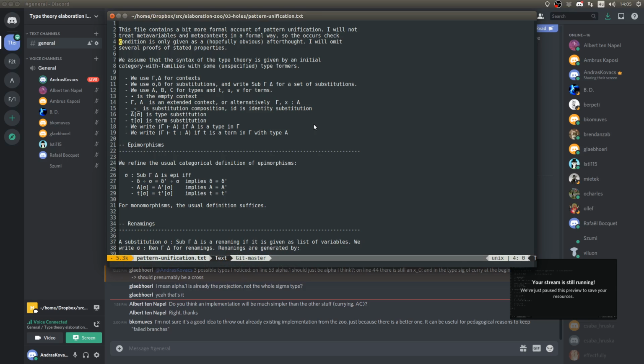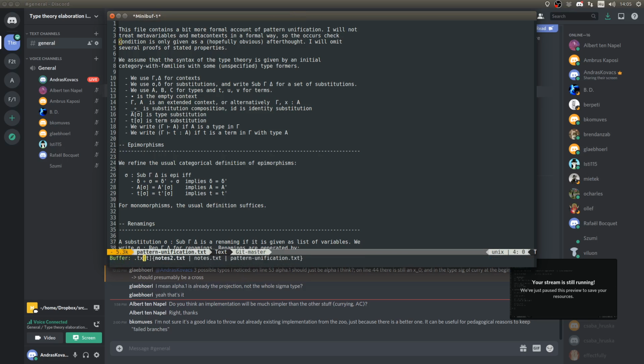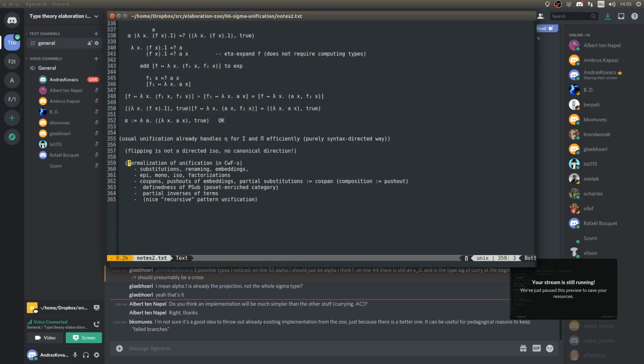And if I actually want to formalize the algorithm for performing the inversion in a fully formal way, then I already need to have this notion of partial substitution here.